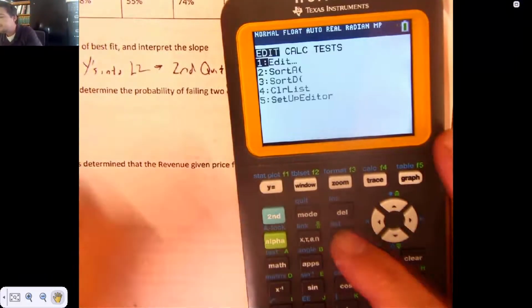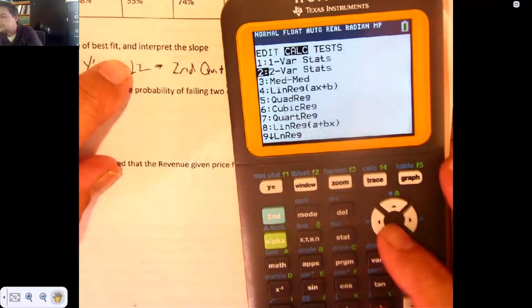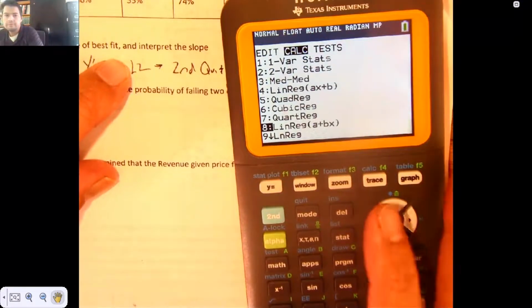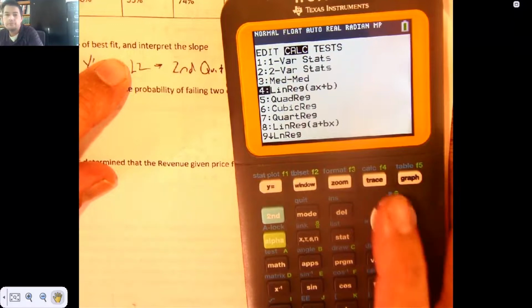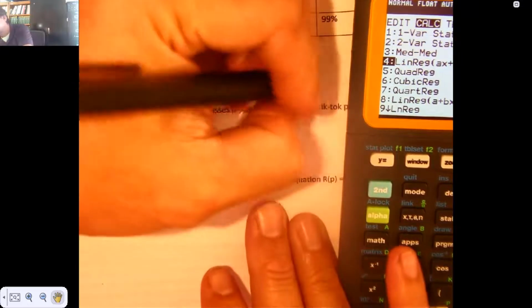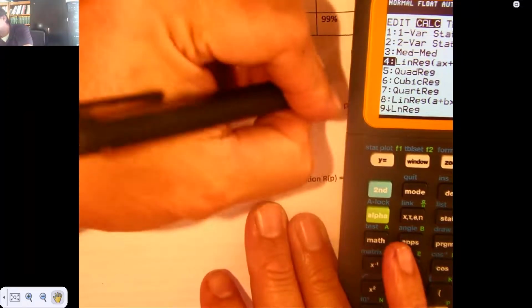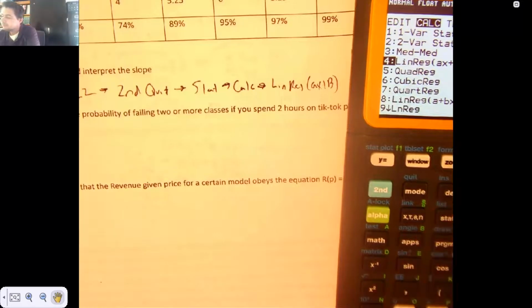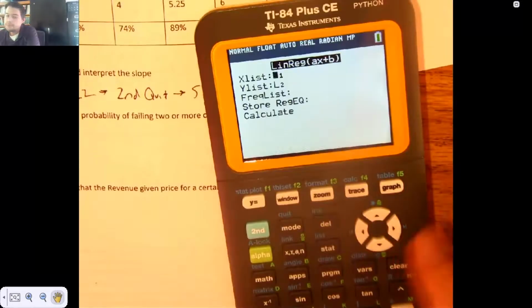I'm going to quit out of it, and I'm going to go back to Stat, Calc, Linear Regression. Oh, sorry, I want 4, ax plus b. So Stat, Calc, LinReg. That's what most of y'all will probably say to yourself. Ax plus b. And then I'm just going to scroll down to the Calculate button.